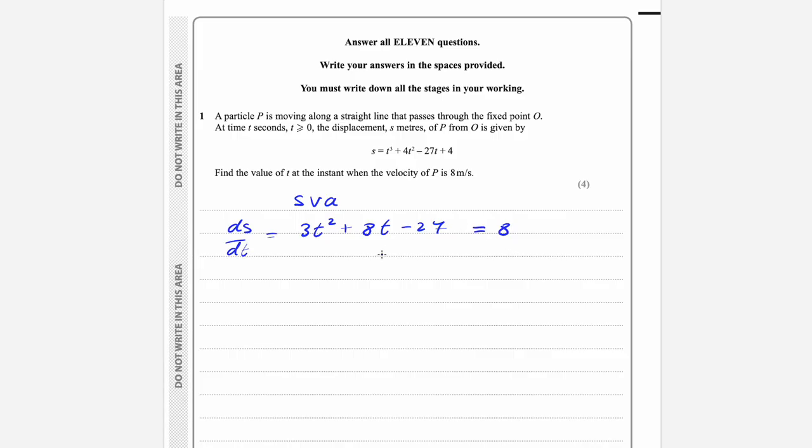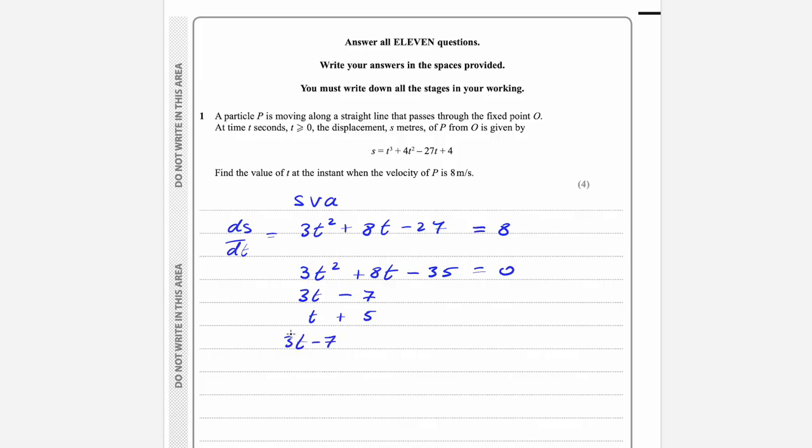Then I'm going to subtract the 8 and I get 3t squared plus 8t minus 27 minus 8 is minus 35, equal 0. And then we can factorize this. I'll just do it my way quickly, guys. 3t and t. I'm going to go with 7 and 5. This will be plus, and this will be negative.